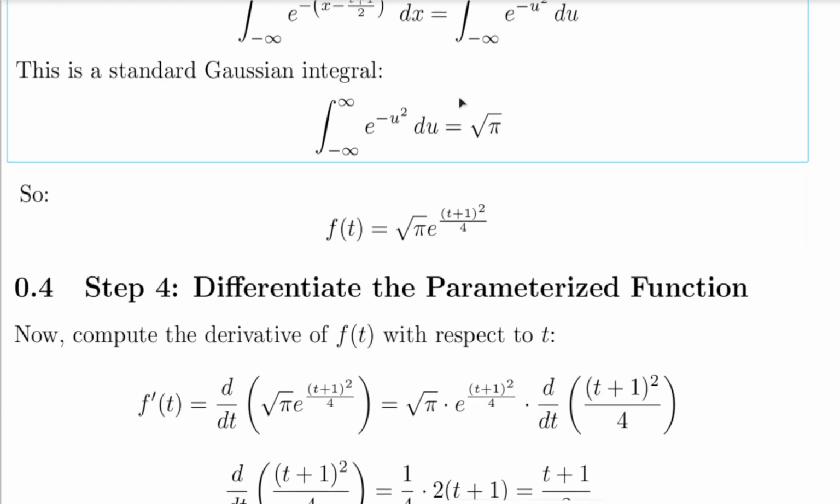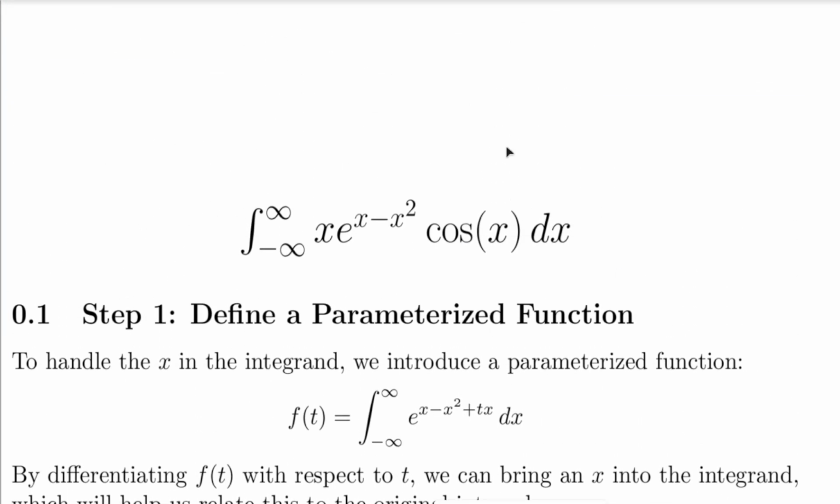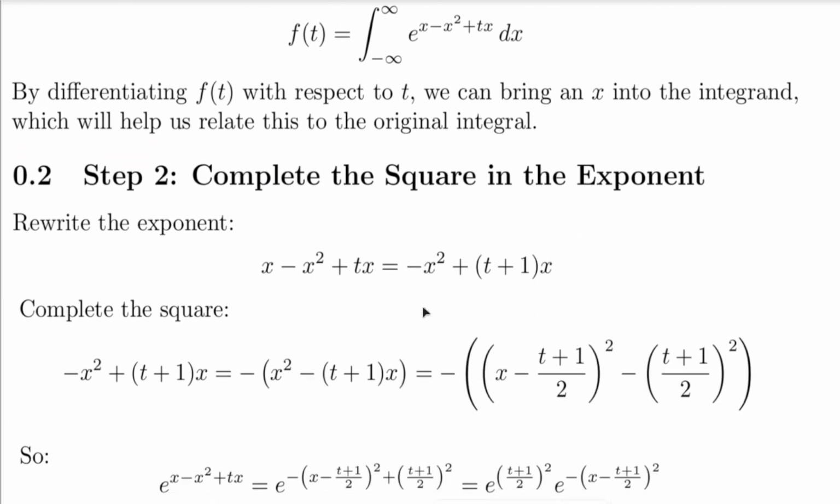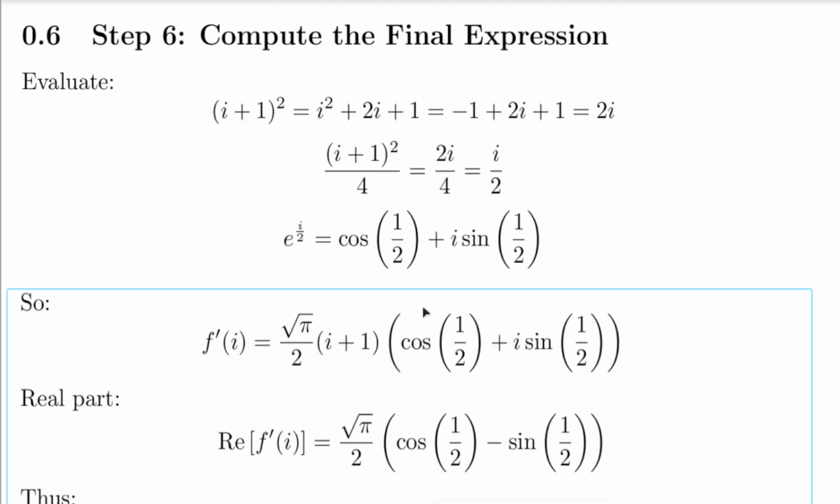So this integral all the way up at the top right here evaluates to square root of pi over 2 times the quantity cosine 1/2 minus sine 1/2.